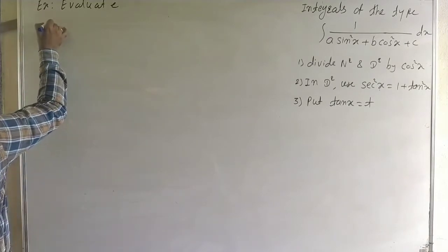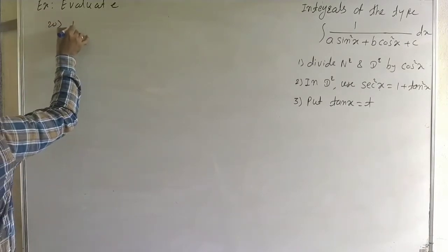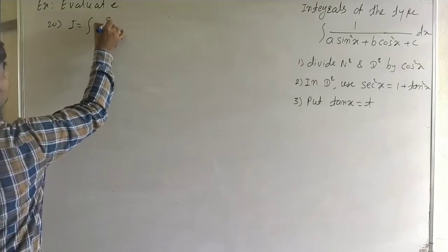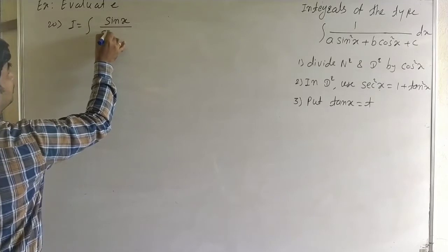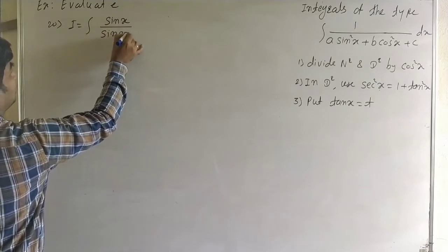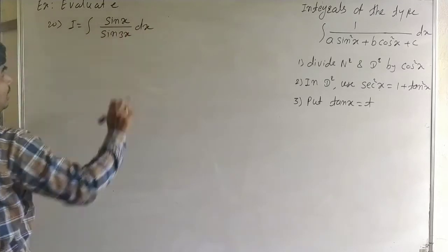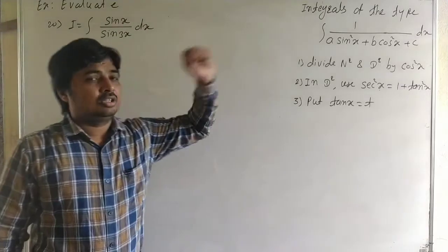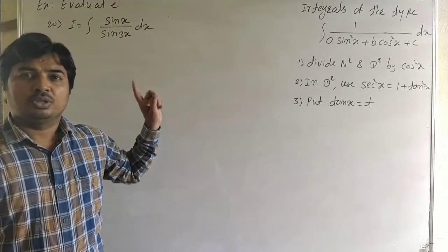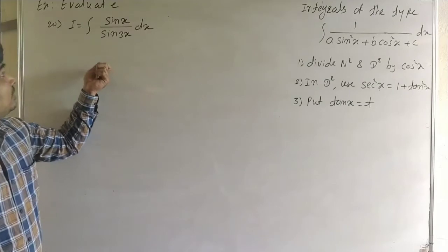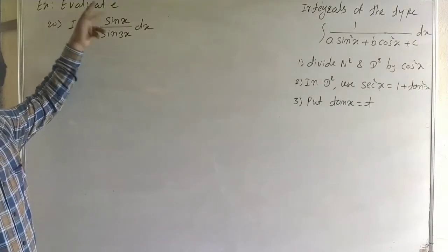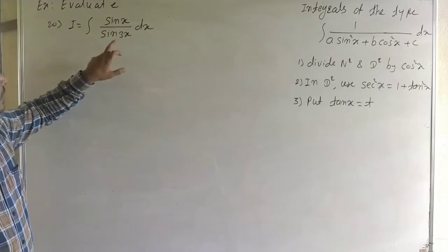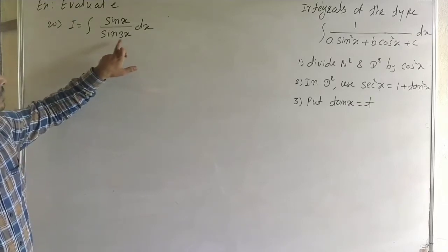Next example is number 20. Integral of sin x upon sin 3x. Again, this example is not in our type, so we check. Is there a substitution? No, it is sin x and sin 3x, so there is no substitution. Okay, then we use the formula of sin 3x.